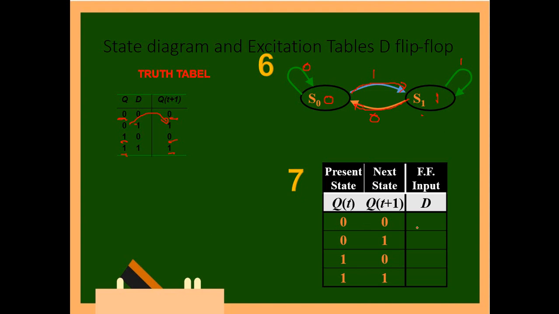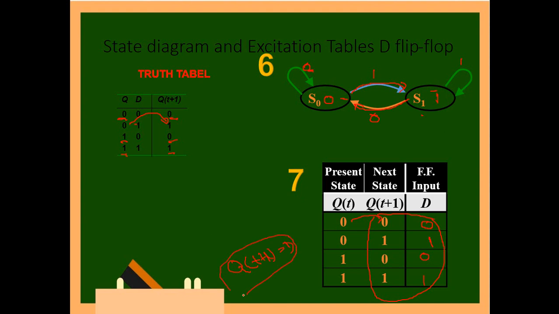When you come to the excitation table, when it is going from 0 to 0, the D input is 0 only. When it is going from 0 to 1, D is 1. When it is going from 1 to 0, it is 0. When it is going from 1 to 1, it is 1. Now observe carefully: D and Q plus are exactly the same. So we already know that Q of T plus 1 is equal to D.